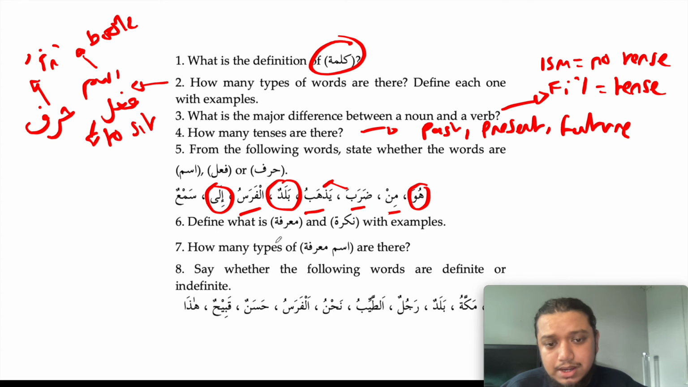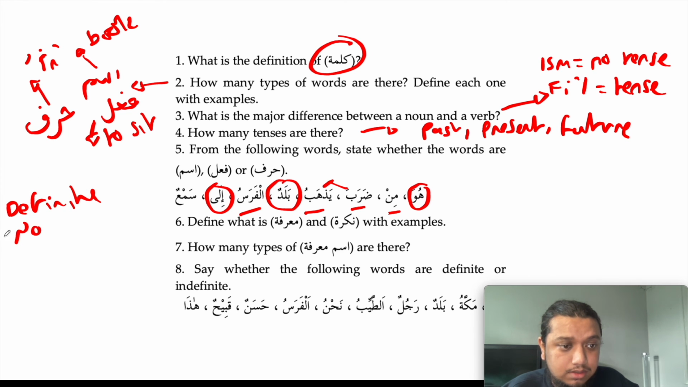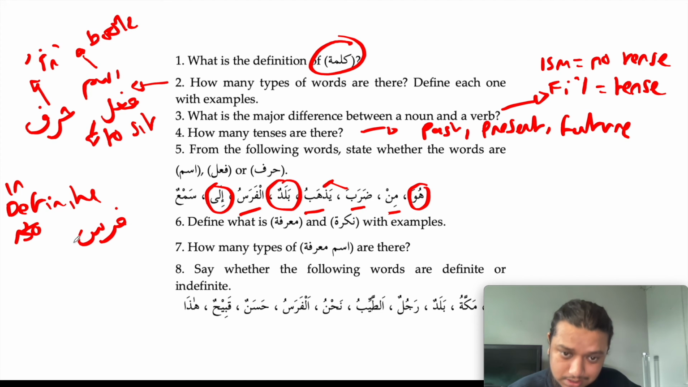So define what is ma'rifah and nakira with examples. As we've said, ma'rifah means definite and nakira means indefinite. So examples can be any of the examples we've already used, such as faras. Farasun is indefinite. Al-farasu is definite. Remember, we can make indefinite nouns, we can make nakira nouns definite by adding alif lam generally. As a rule of thumb, this applies.